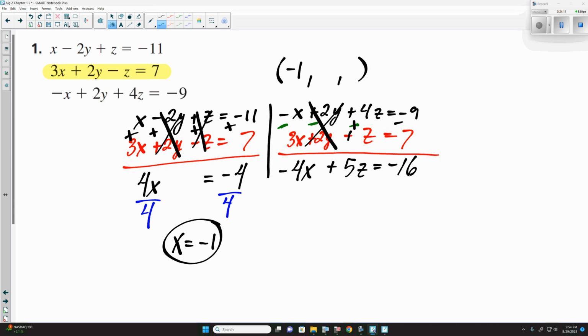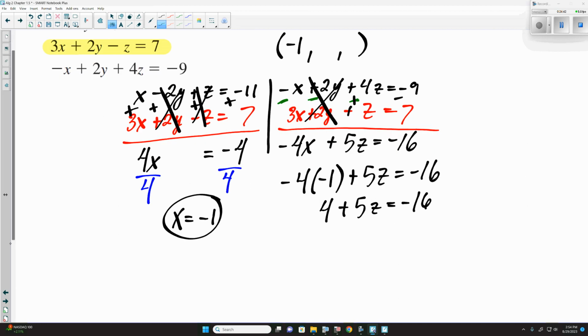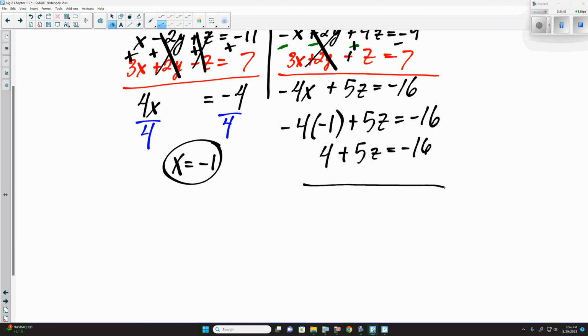Well, after doing one elimination, we have one equation that's already simplified, yes? And we have another equation with 2 variables. But this equation with 2 variables, do I know one of the values? Well, I can replace x with negative 1, and now I can solve the equation for z. Negative 4 times negative 1 is? 4. Exactly.